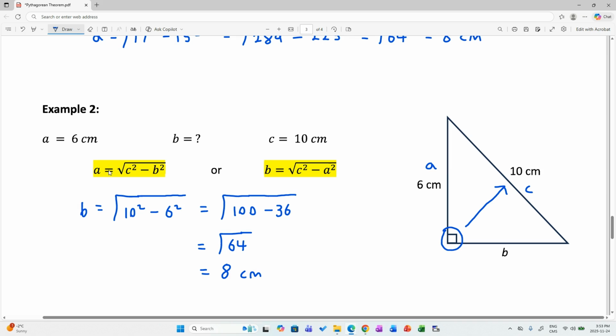So once again, it doesn't matter. Let's say I didn't name this B, I just named this A. In this case, then 6 would be B. I'm still solving for another missing side. So if I made this vice versa, B would be here and A would just be 8 centimeters. It doesn't matter what you label as A or B. The only thing that matters is C, which is always the longest side.